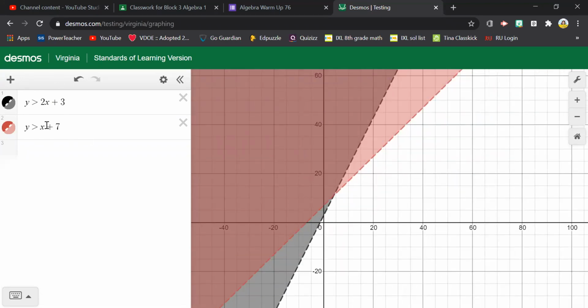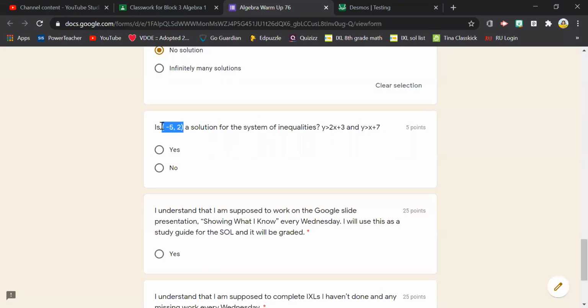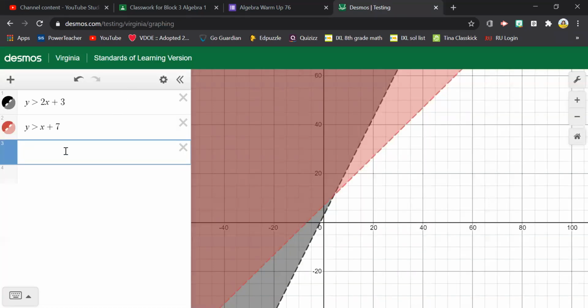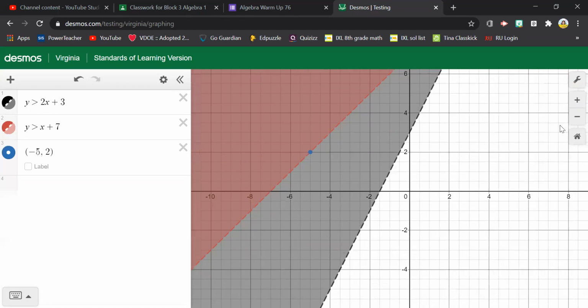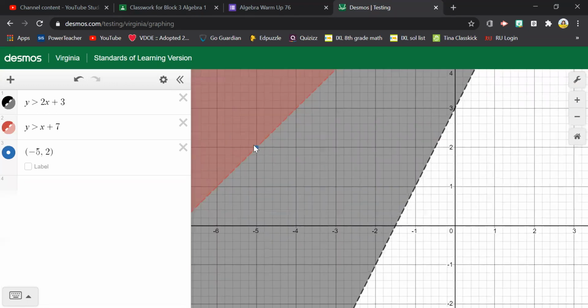To be part of the solution to a system of inequalities, you need to be in the double shaded region or touching the double shaded region on a solid line. Now, both of these lines are dotted because of the symbol, which means that if that point is on the line, then it's not going to be part of the solution. So let's type that in here. So (-5, 2). So right there's the ordered pair. Now let's zoom in because I want to make sure if it's on the line or over. And this is actually on that dotted line.